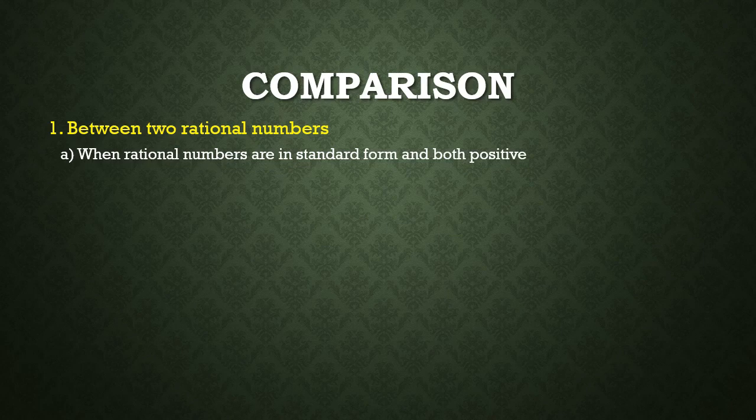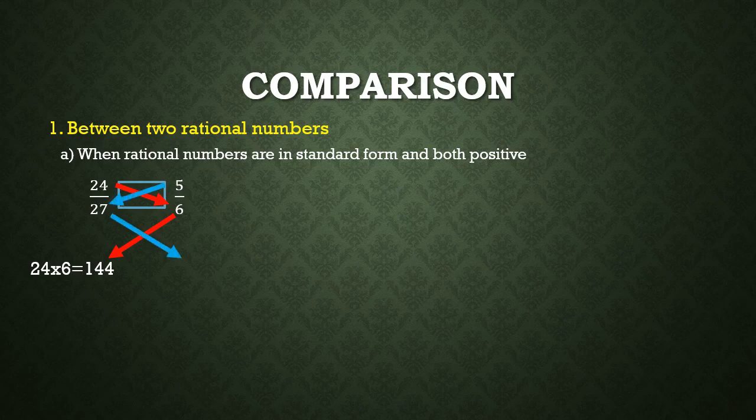You remember them, right? And both these rational numbers are positive. Let us write some numbers on our board. 24 by 27 and 5 by 6. To compare them, multiply the numerator of the first number to the denominator of the second number and write it to the left. So 24 into 6 is 144. Now multiply the numerator of the second rational number to the denominator of the first, then write it on the right. So 5 into 27 is 135.